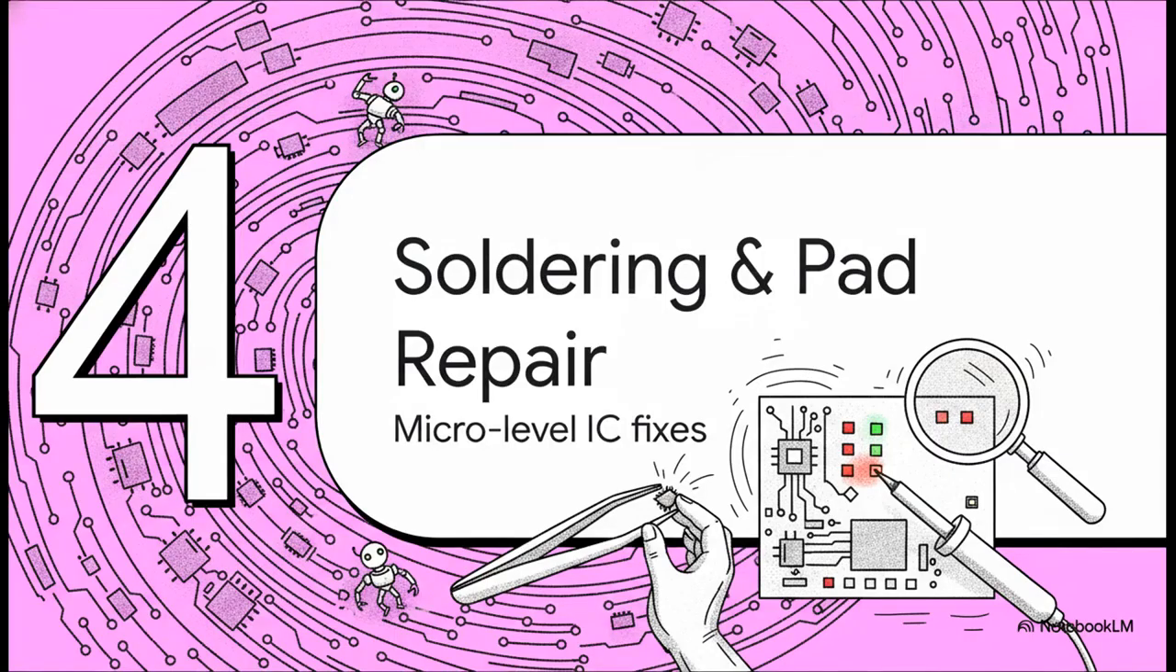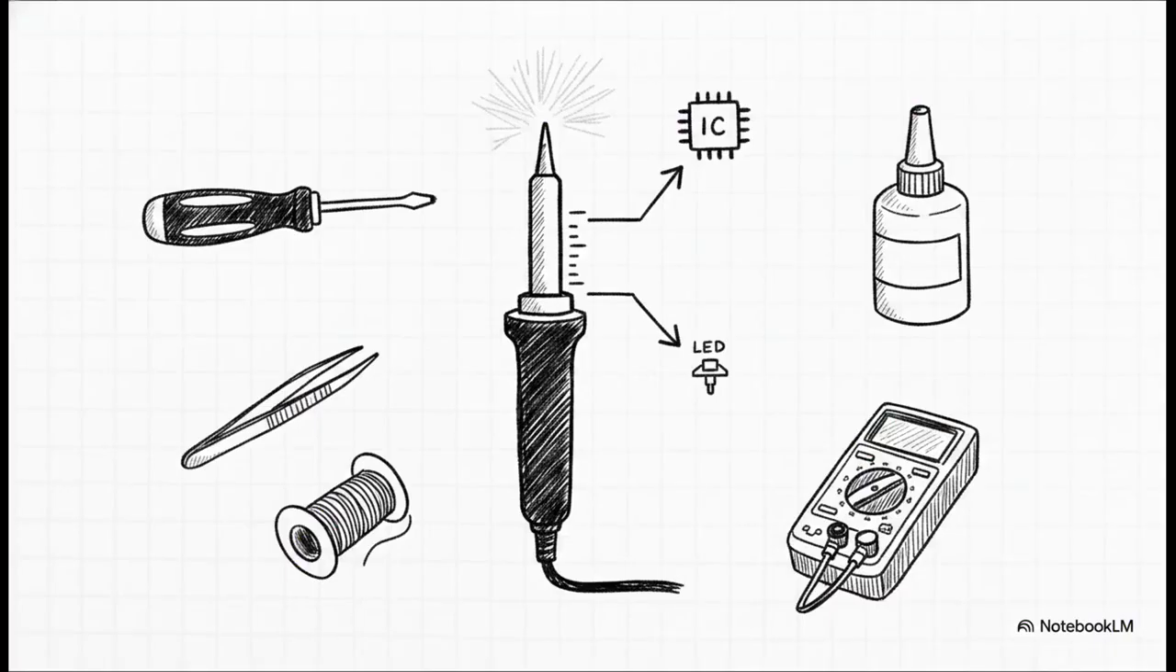Moving on to Section 4, Advanced Soldering and Pad Repair. We are officially at the micro level now. For this kind of surgical work, you're going to need a very precise toolkit. And you absolutely have to pay special attention to your soldering iron's temperature. You need it cranked up to around 370 to 400 degrees Celsius to melt the solder for those IC chips. But for the LED beads themselves, you've got to drop that down to 300 degrees. Too much heat will literally melt and permanently destroy the delicate LED encapsulation and the components around it.